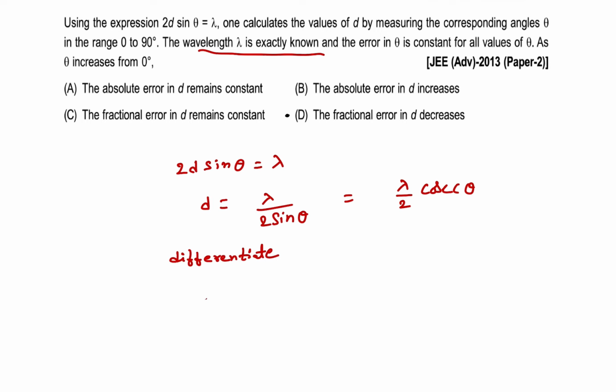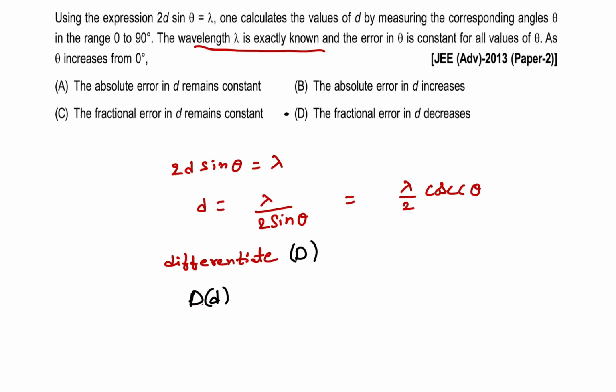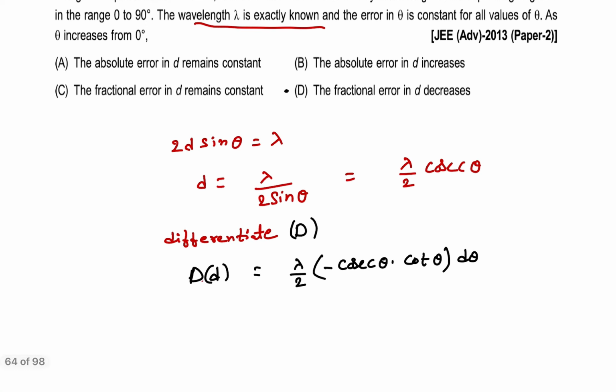For our convenience, instead of taking small d here, we will take capital D of d, because generally we write small d, and small d is already there, that's why I am writing capital D. If I differentiate λ/2 into cosecant θ, the differentiation is minus cosecant θ into cot θ dθ. This is my differentiation term.